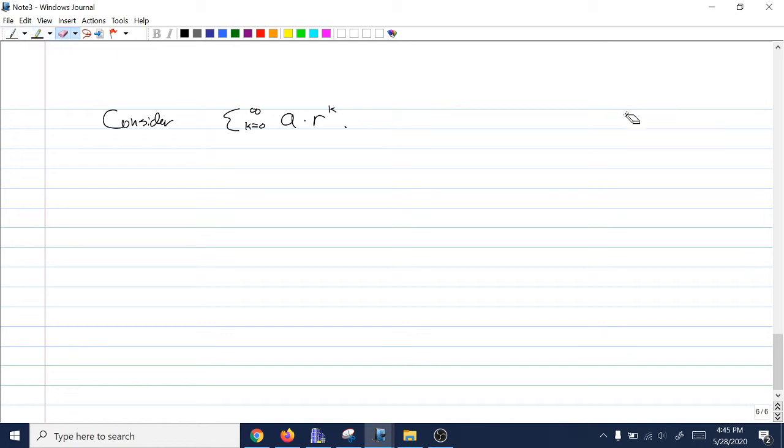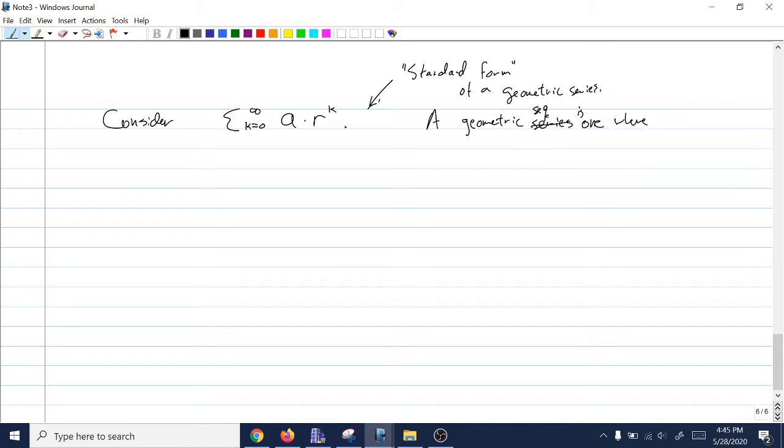Here a was a growth factor. It's the same type of formula, but this is the way we do it for a geometric series. This is the standard form of a geometric series. What's a geometric series? A geometric series is one where, I guess a geometric sequence is one where the ratio of consecutive terms is constant.